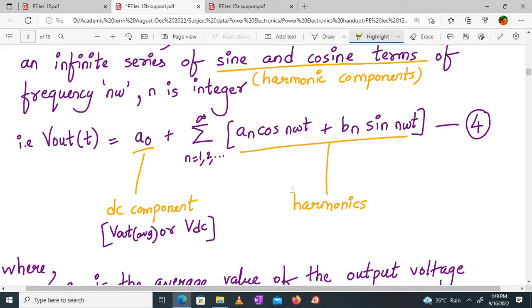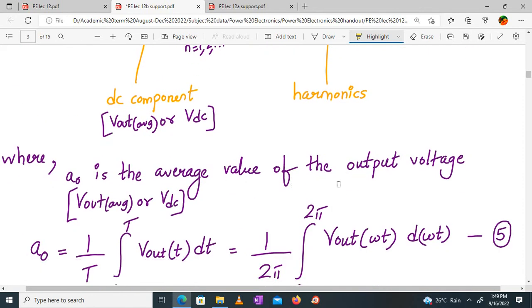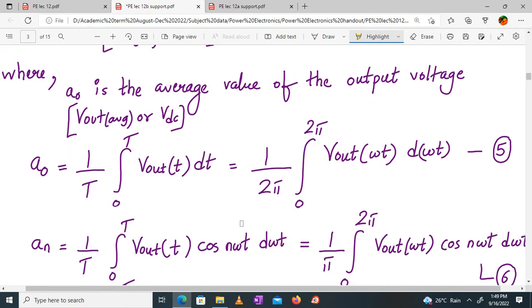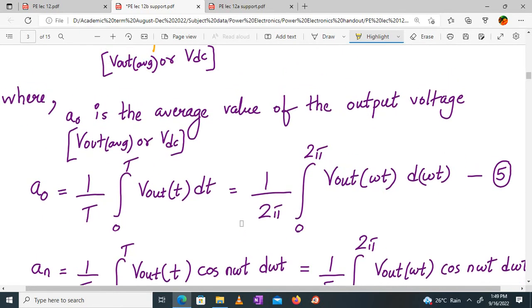So V out of t is छोटे छोटे टुकड़े, harmonics. Your A0 is my V out average or VDC, बराबर ना? It's a DC component, right? Plus summation of n equal to 1 to infinity an cos n omega t plus bn sin n omega t. I think you know. So this is my harmonics. ठीक है? Where A0 is the average value of the output voltage.